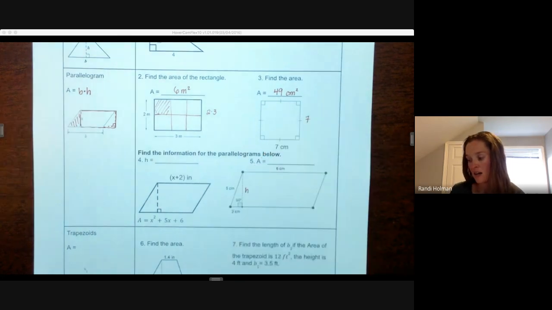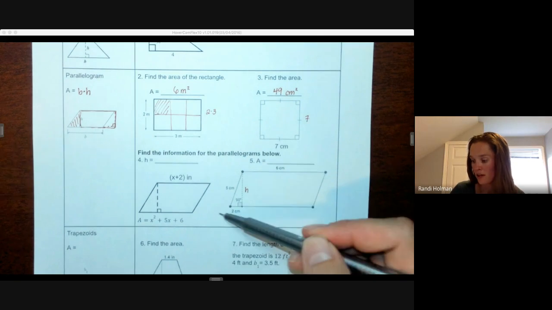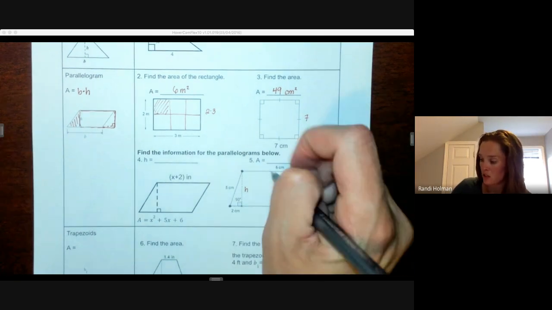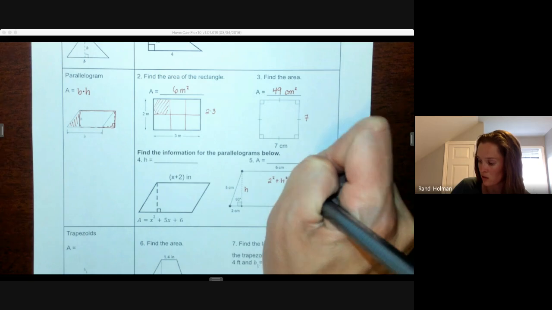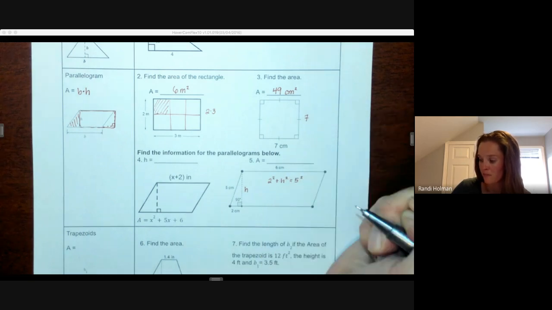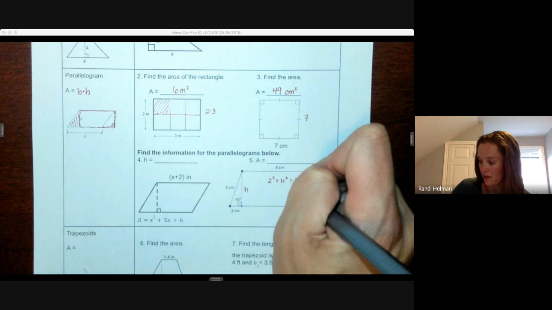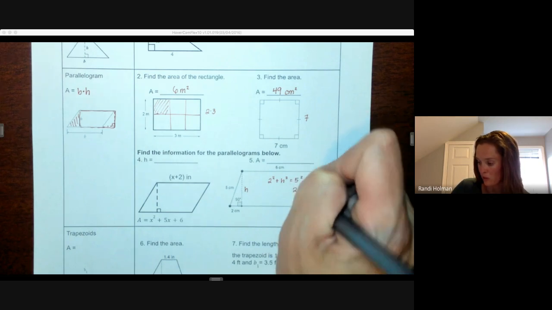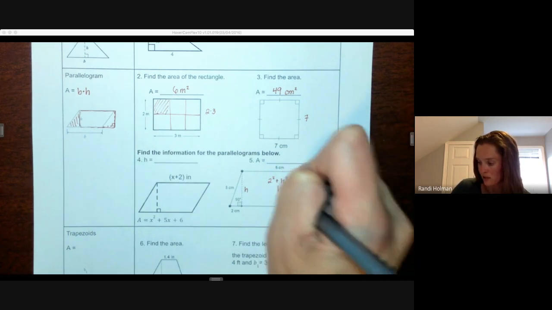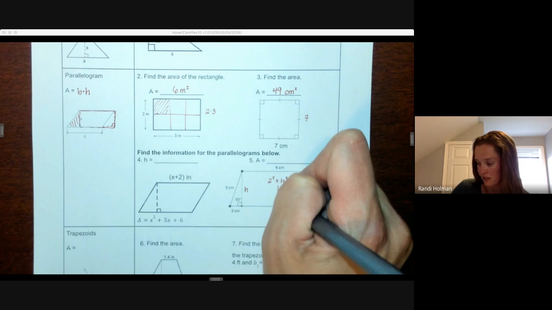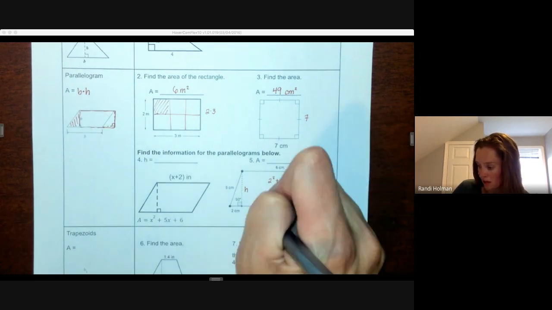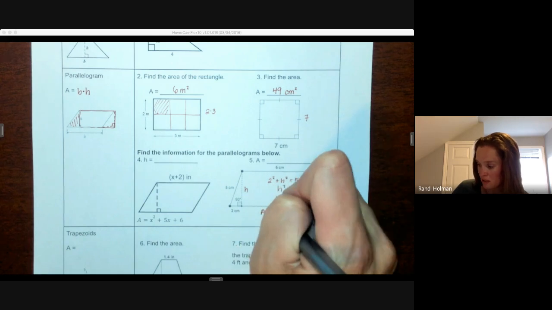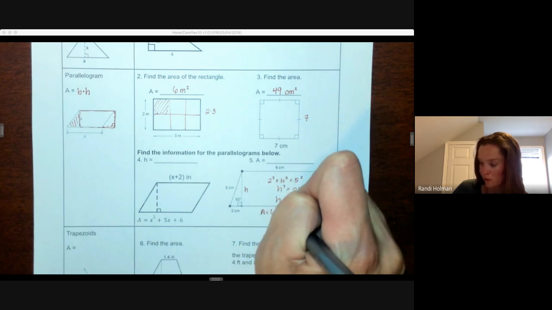Since that's not given to us, we're going to use this little right triangle here and say that 2 squared plus the height squared is equal to 5 squared. Okay, so that's 25 and 4. 25 minus 4 is 21. So your height squared is 21, so your height is the square root of 21. So your area is going to be the base, which is 6, times the square root of 21.